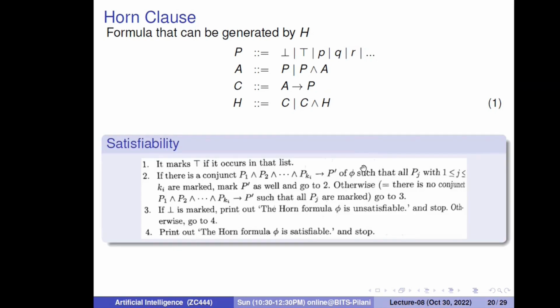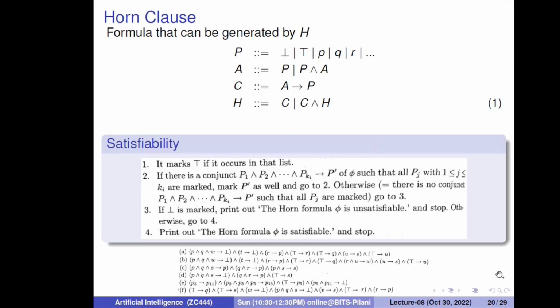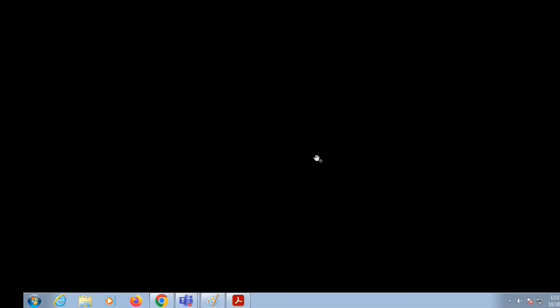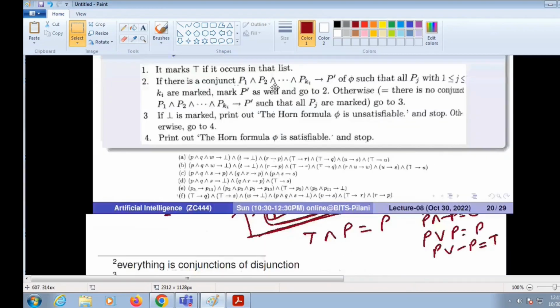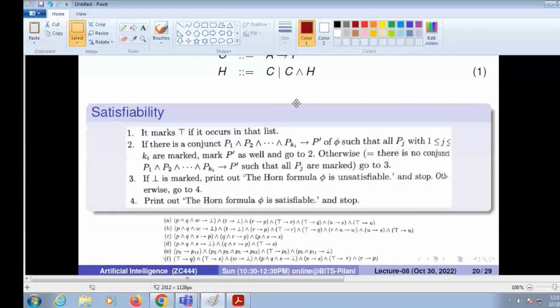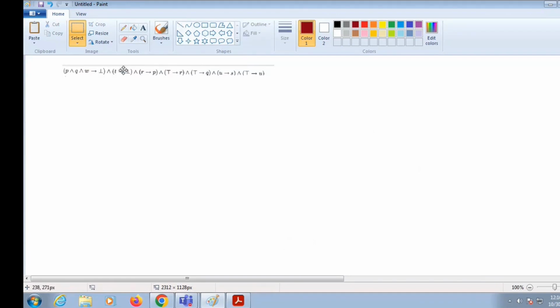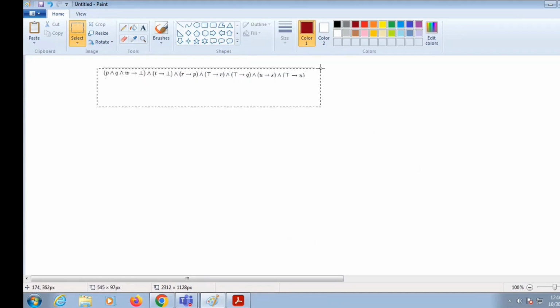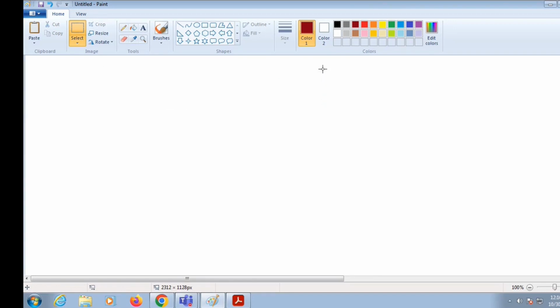Let me give you some example and the importance of this particular thing. Hope you can see this particular part. The importance of this part is very important. So here is a Horn clause. Okay. So what can we do with this? If I write something like this, let me tell you that.